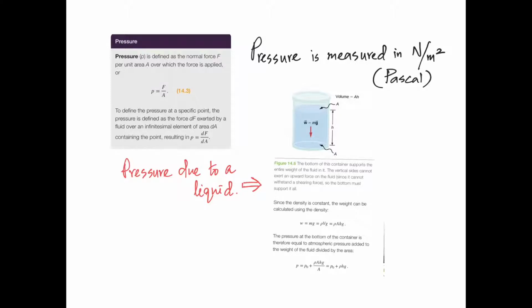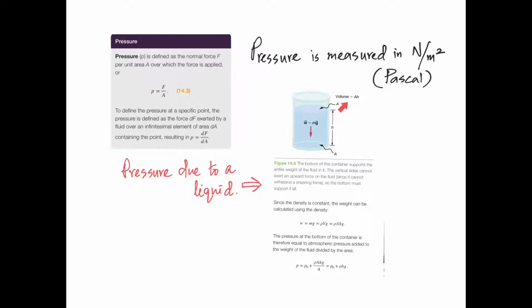Now, how do we find the pressure due to a liquid? To find the pressure due to a liquid, just imagine that there is a container filled with a liquid up to a height h. Let the area of the base of the container be A. Therefore, the volume of liquid in this container is area of the base multiplied by the height, which is Ah.